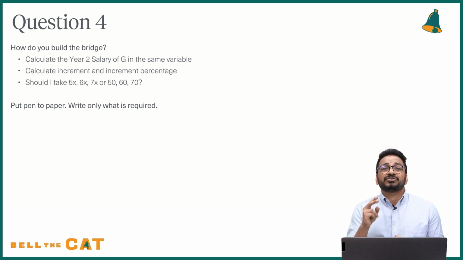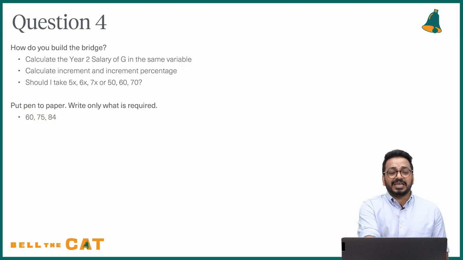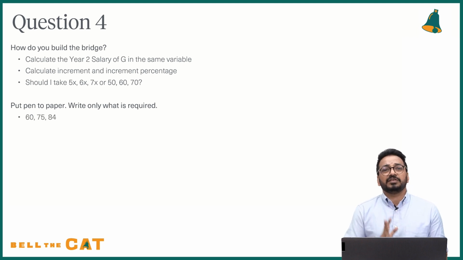Third part, 70 is also a 20% increment. 1 decimal point inside, 10% of 70 is 7. 20% is 7 into 2, 14. So 70 plus 14 is 84. I will do all of this mentally and I will write this: 60, 75, 84.